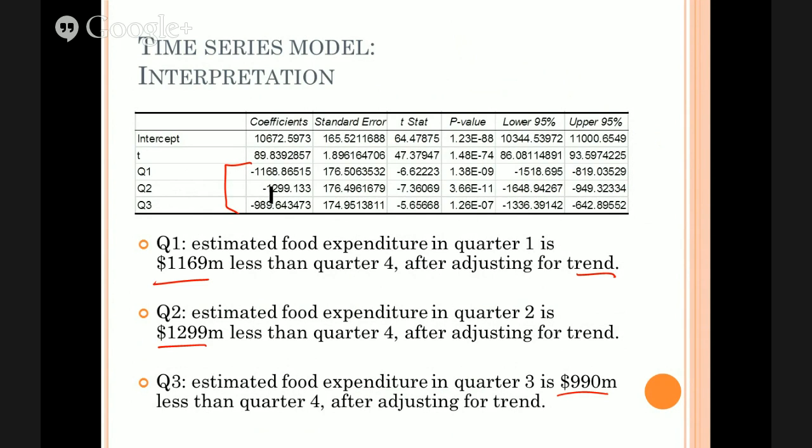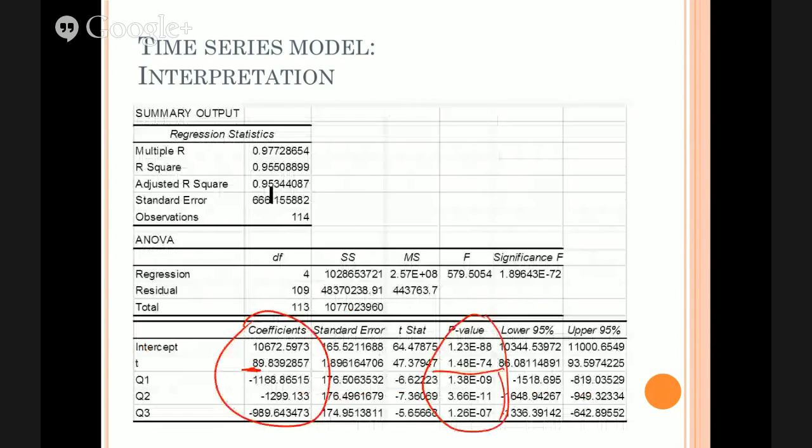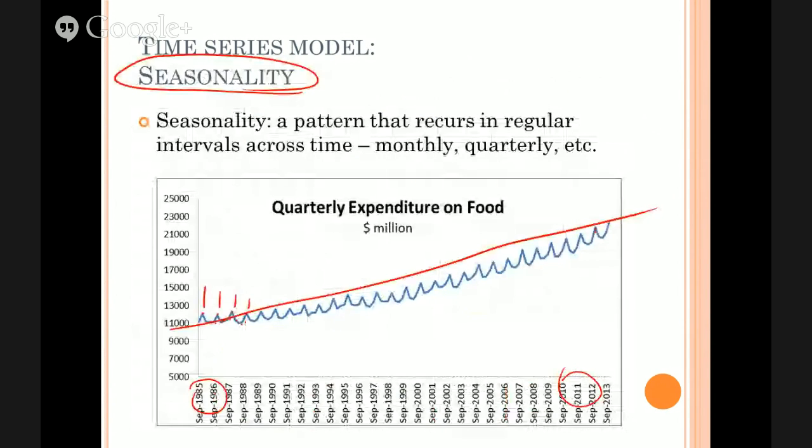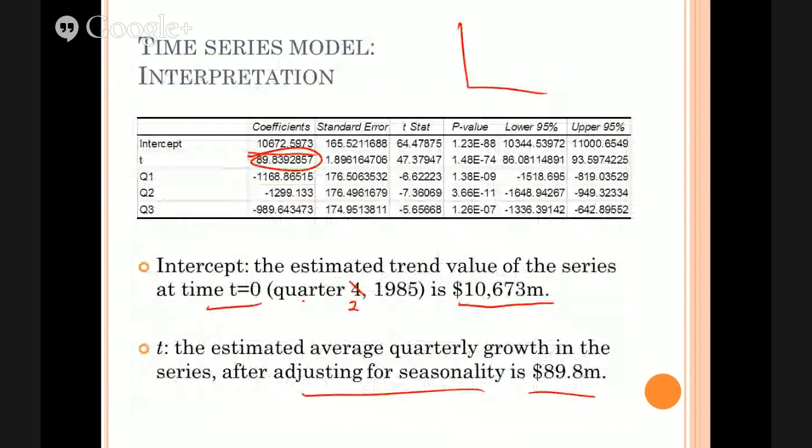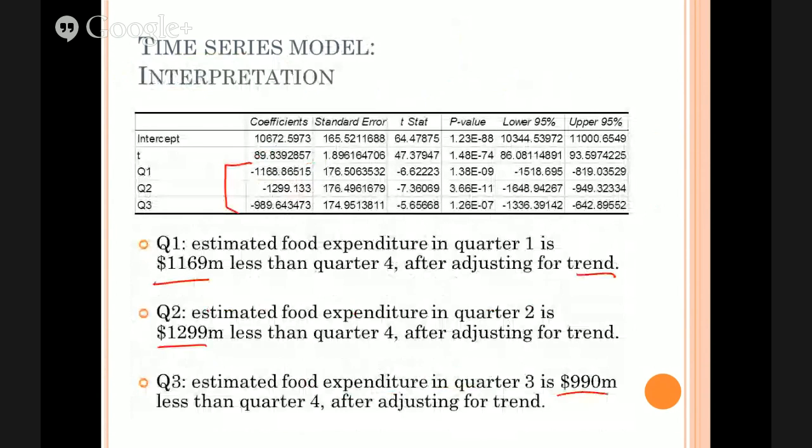Notice they're all negative. So as I suspected before, that spike, that little peak that you see each year in the data corresponds to the fourth quarter. The first, second, and third quarters are all lower than that peak, and hence the coefficients of Q1, Q2, and Q3 are all negative. But again, once you see this, you can see that even if we're not using this model for prediction, we've learnt a great deal about the dynamics of behaviour of this particular set of data.